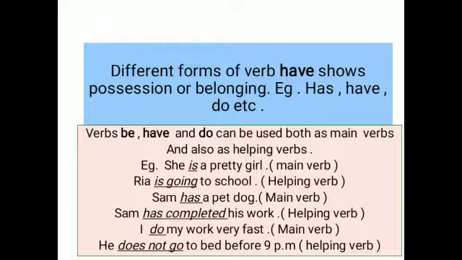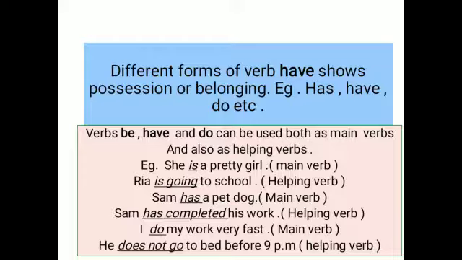In the same way, the next sentence is given, Sam has a pet dog. So whom does the dog belong to? Sam. So here the belonging is given. So has is the main verb. The next sentence, Sam has completed his work. So here has acts as a helping verb.